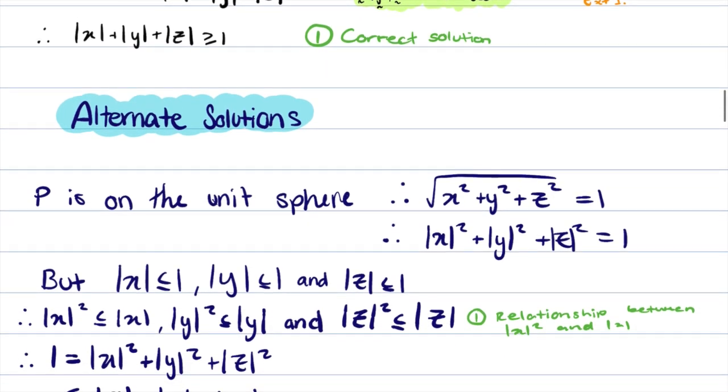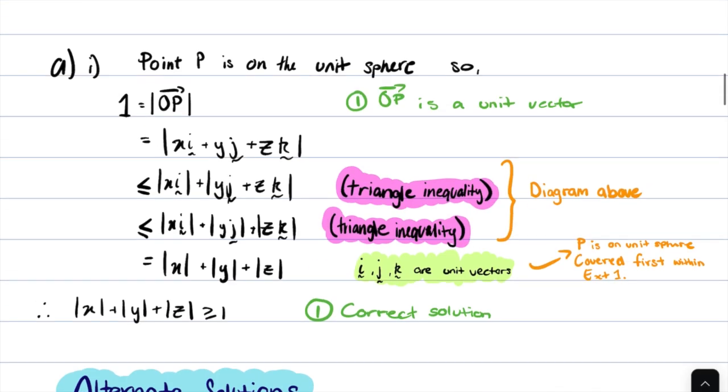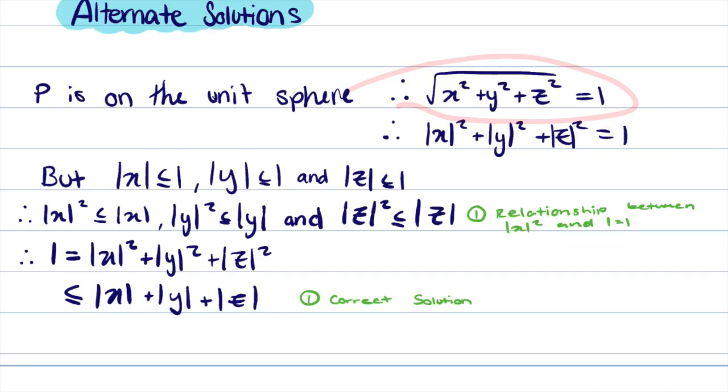Alternatively, we can once again state that P is on the unit sphere. So therefore, using our magnitude expressions, we know that this holds true, as once again it is just a restatement of this. We can then say the magnitude of x squared plus the magnitude of y squared plus the magnitude of z squared is equal to 1 from this. We can also then say that the magnitude of x is less than or equal to 1, the magnitude of y is less than or equal to 1, and the magnitude of z is less than or equal to 1.